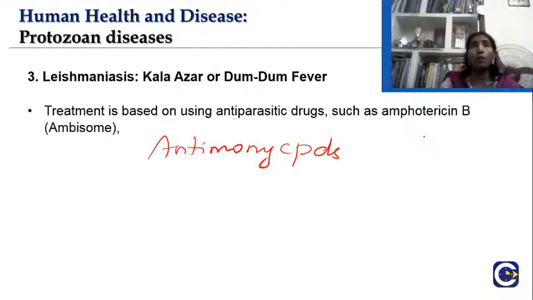Then we saw the promastigote, the infectious form, and how it divides in the macrophages. Then the promastigote is again converted to the amastigote form, which happens in the foregut. Then again the cycle continues. So that is very important. Why is the amastigote not destroyed by macrophages?